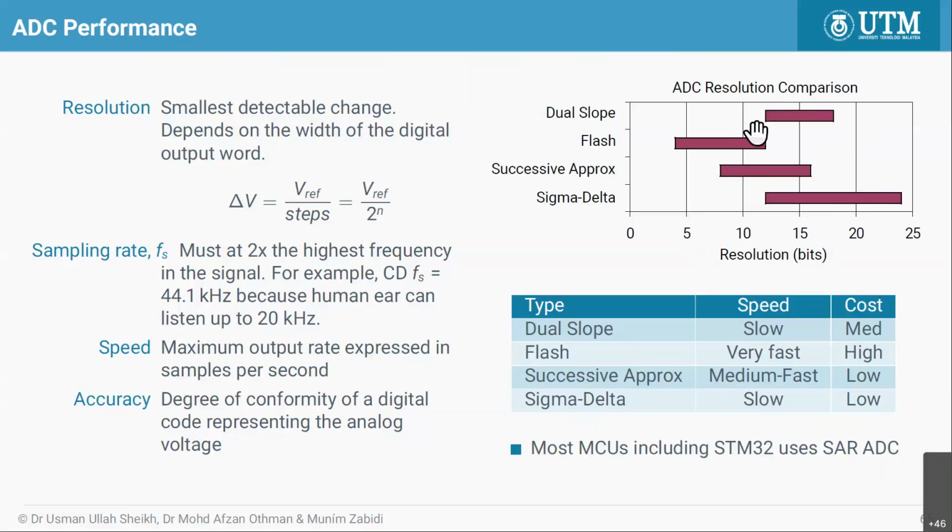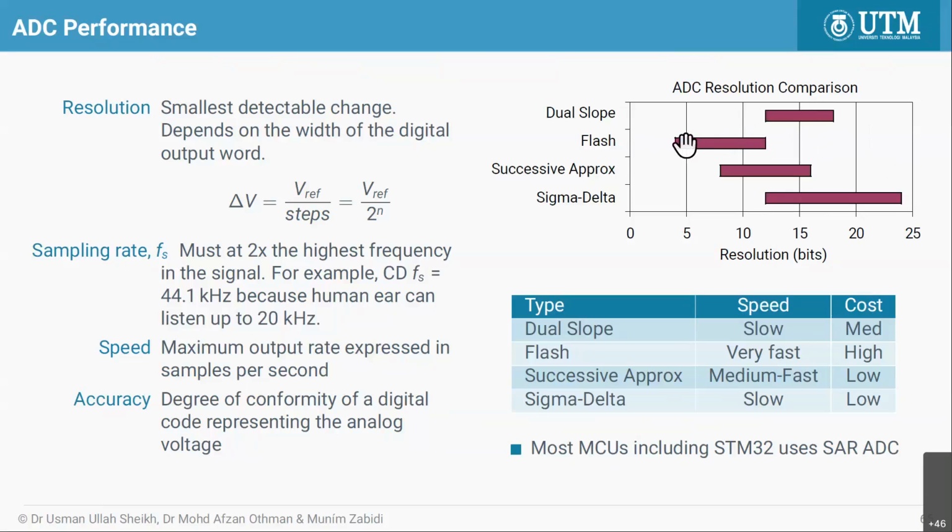So in practical use, we have 4 different types of ADC. First one is dual slope, and then we have flash ADC, successive approximation and sigma delta. In this graph, we try to simplify the differences in terms of speed, resolution and cost. Flash ADC has lower resolution. It can go to maybe 12 bits. That's the maximum, that's the best.